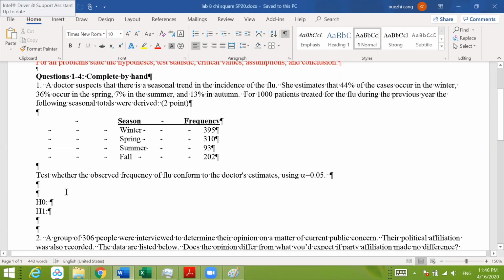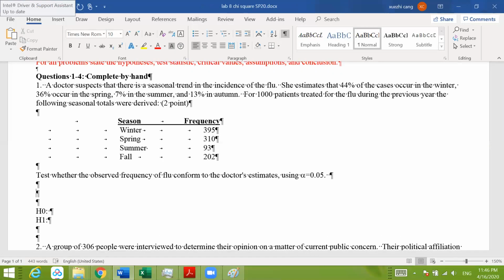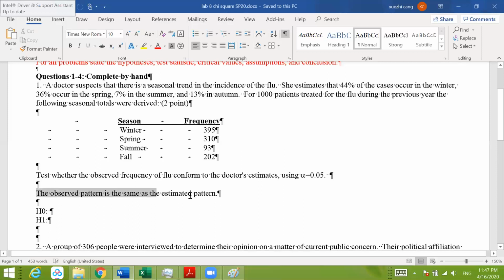So before we write down the null hypothesis and the alternative hypothesis, I want to just write one and let you guess which hypothesis it should go to. So let's see, the observed pattern is the same as the estimated pattern. What do you think? Do you think this statement should go to the null hypothesis or the alternative hypothesis?